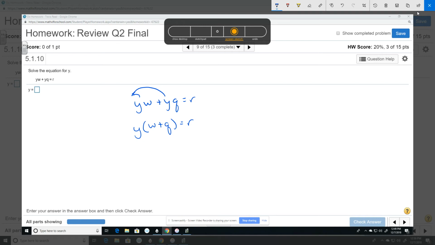Now, Y is multiplied by W plus Q, so the opposite is to divide by W plus Q. So Y is equal to R divided by W plus Q. That would be your final answer. So remember, factor out the Y. It's just distributing backwards. We want to take a Y out of both of these, and then you're left with multiplying. So we divide both sides.